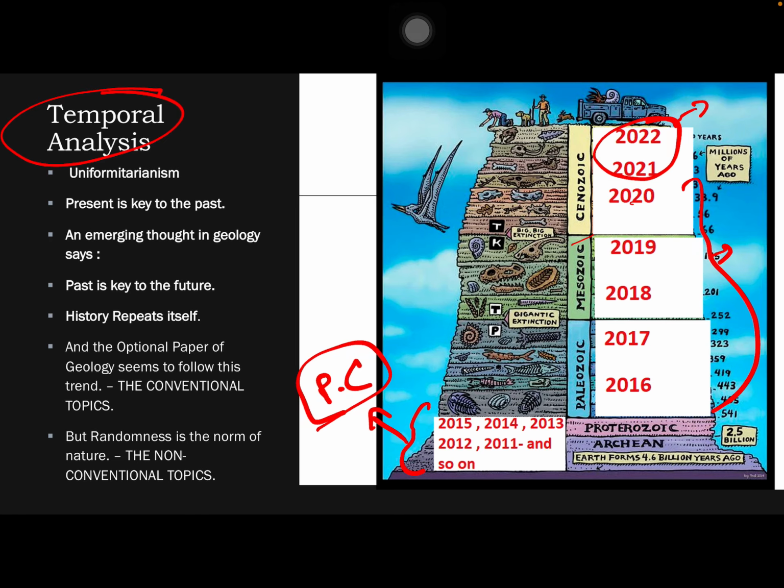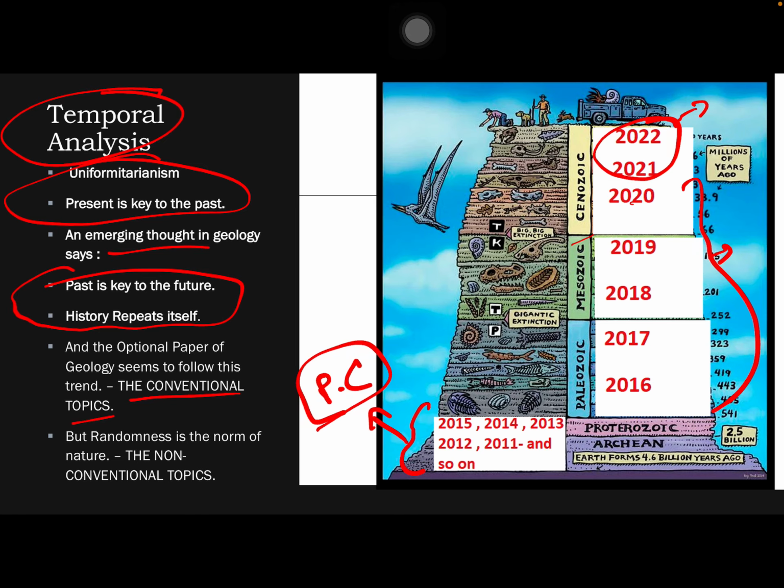Now, in geology, there is a principle known as uniformitarianism, which tells that the present is the key to the past. But an emerging thought in geology says that the past is the key to the future and that history repeats itself. So the optional paper of geology seems to follow this trend. And we see a lot of questions getting repeated. We call such topics the conventional topics.